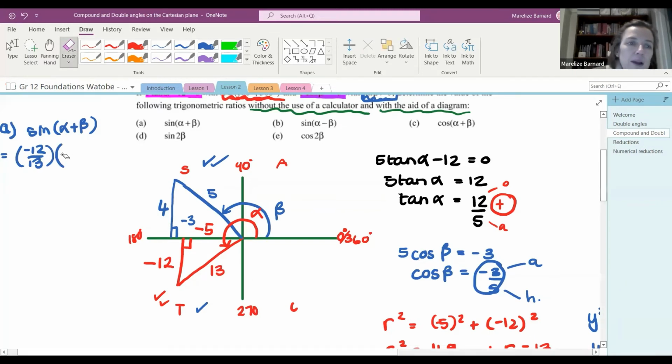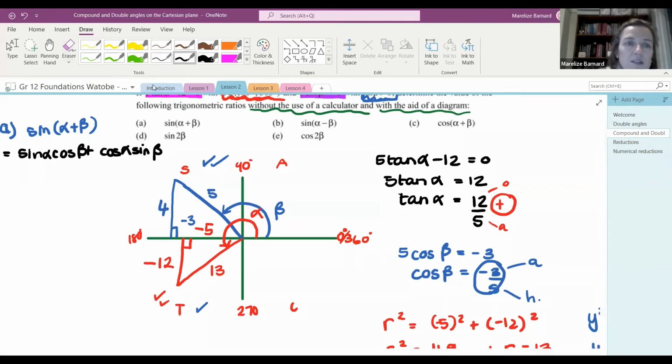Wait, let's first write the expansion before we just launch into that. So the expansion of sine alpha plus beta is sine alpha cos beta plus cos alpha sine beta. Okay, so that's your starting point.